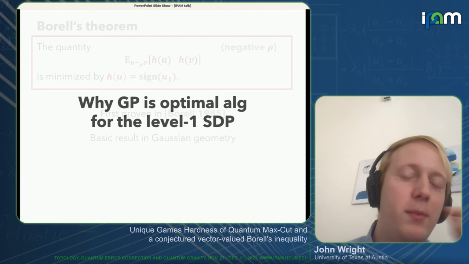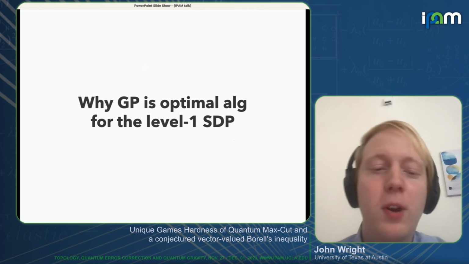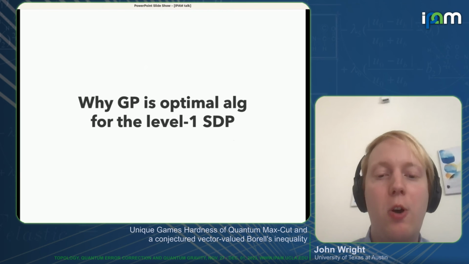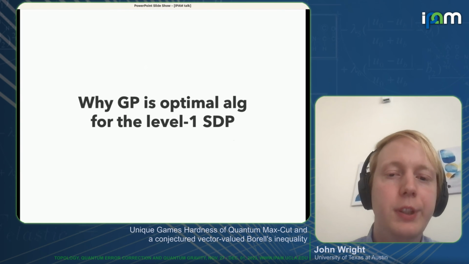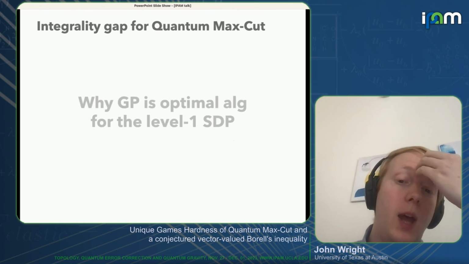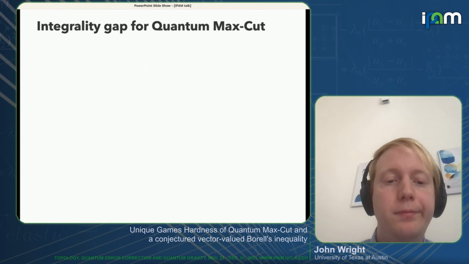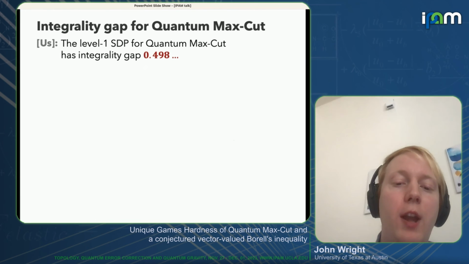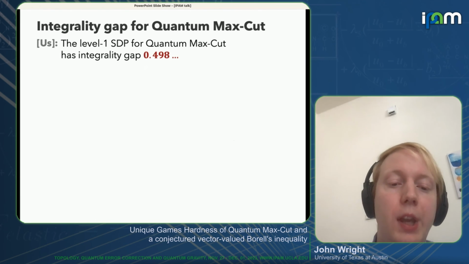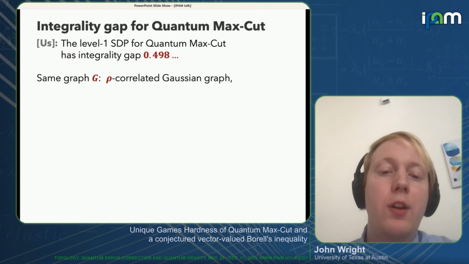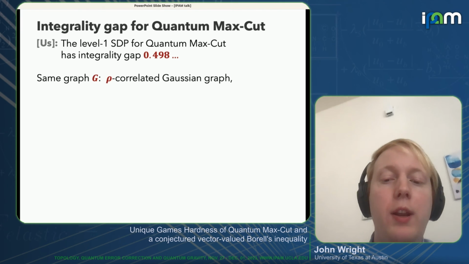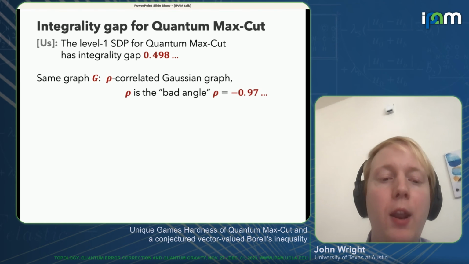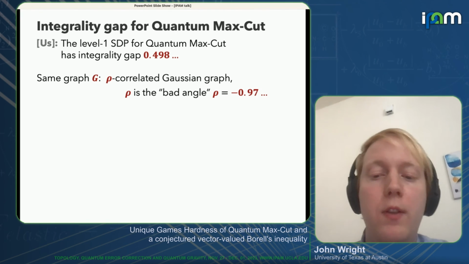All right, I know I'm eating into my questions. I apologize for that, but now I'm at the final part of the talk. So let me finally explain why the Goemans-Williamson-style Gribling-Perec algorithm is optimal for the level 1 SDP, which is now our result. Okay, so we have to come up with an inequality gap for quantum max cut. What we showed is that the level 1 SDP for quantum max cut has an inequality gap of 0.498. And actually, we're going to use the exact same graph as in the classical max cut case, the rho-correlated Gaussian graph, except we're going to use a different rho, a different bad angle, which is a bad angle for the Gribling-Perec algorithm of minus 0.97.